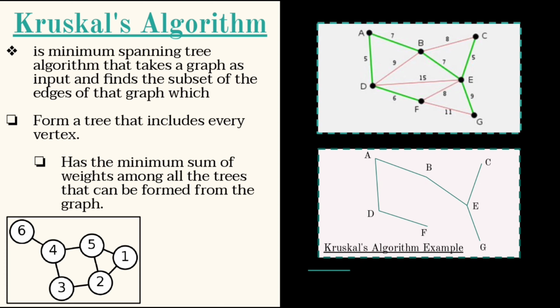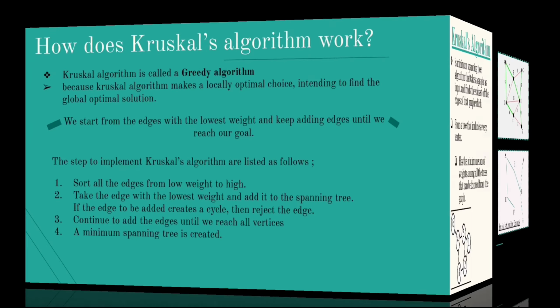It is a minimum spanning tree algorithm that takes a graph as input and finds the subset of the edges of that graph which form a tree that includes every vertex and has the minimum sum of weights among all the trees that can be formed from the graph. Move on to the next one, which is how does Kruskal's algorithm work?